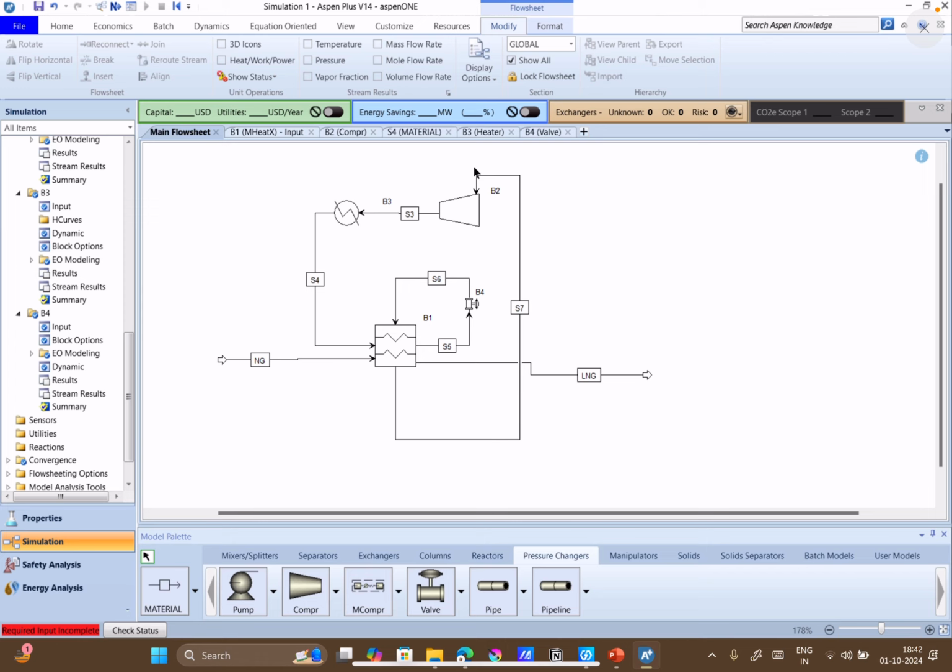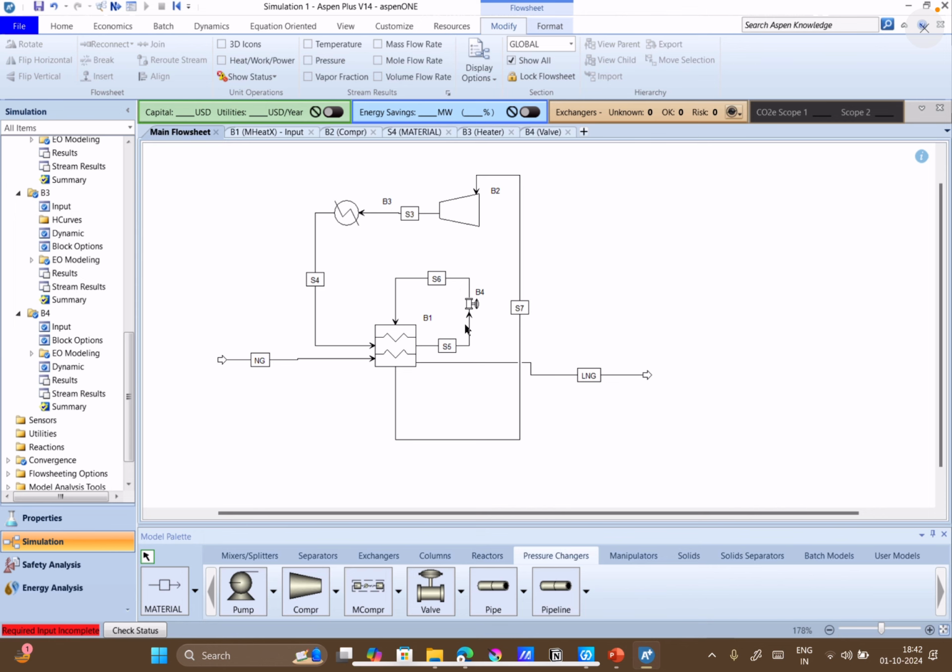So one thing is, the S7 stream is going to the compressor. The condition of S7 should be such that all the components of S7 are in the vapor phase, like the molar vapor fraction of S7 should be 1. That should be the one condition that we can understand.